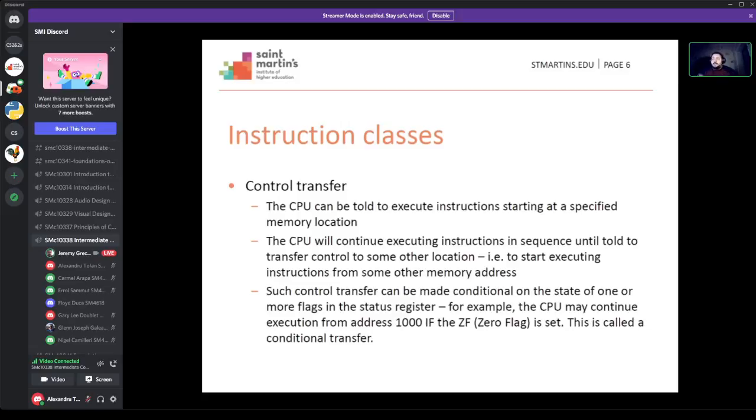So essentially, once certain flags are triggered within the status register, the CPU would know what it needs to do in relation to the rest of the application, based upon those executions. For example, the CPU might say, I am going to now continue executing from address location 1000 if the zero flag is set. Notice it's not just a one flag trigger, it could also be multiple flags triggering a certain event.